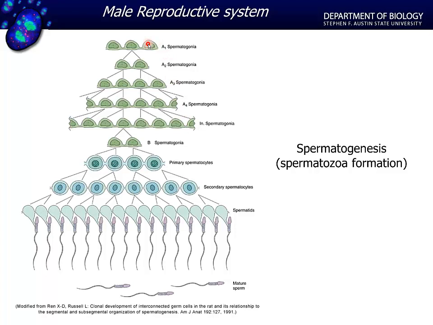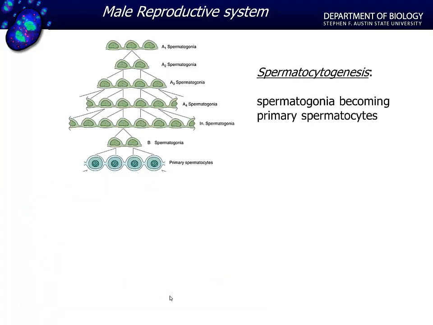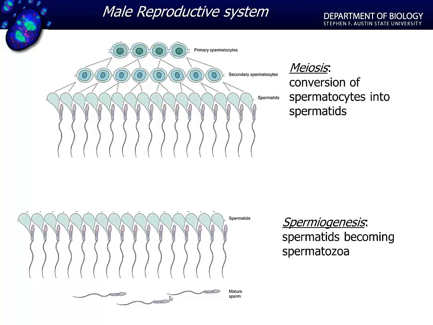So spermatogenesis is from the very beginning, our regenerative cell, all the way until we get an individual free-swimming mature spermatozoa. Now, we can break this down into a couple of different steps. First, we have spermatocytogenesis. That cytogenesis part is the key because here we're changing a spermatogonia into a primary spermatocyte. So this is the first step of spermatogenesis. Now, once we get a primary spermatocyte, then we're going to allow meiosis to convert this into a spermatid.